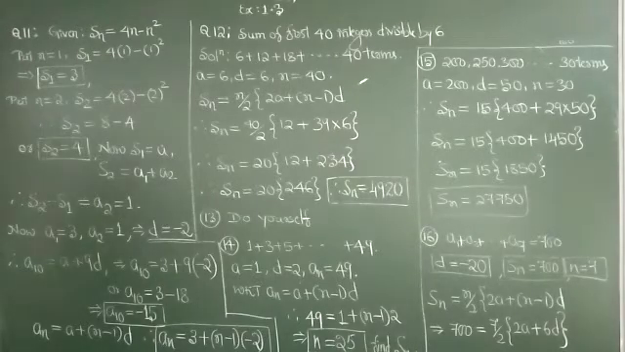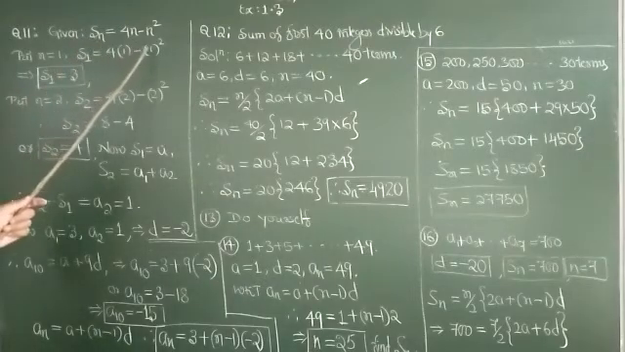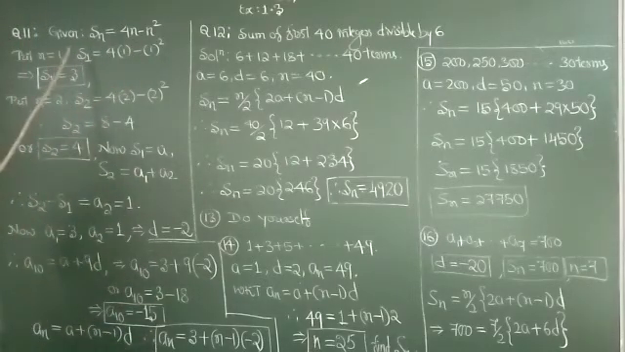We are in question number 11. Question number 11 says, if the sum of first n terms of an AP is 4n minus n square, what is the first term? What is the sum of first two terms? Like that, go on. Whenever the formula is given, Sn is 4n minus n square, if I put n equal to 1, then I get the first term or sum of the first terms.